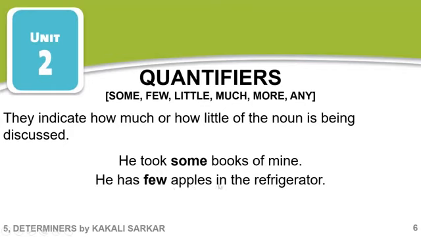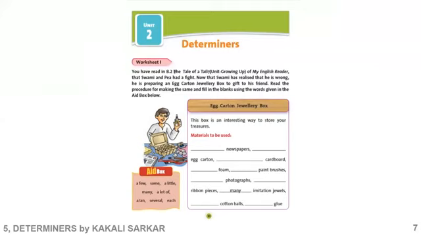So, children, for better understanding, now we will solve the exercises given in your textbook. This is Unit 2 Determiners, page number 10. Here, Swami is making an egg carton jewelry box to gift to his friend. The materials to be used are given here, and in the aid box are given the determiners to show the quantity of the materials to be used. Now, I am reading the materials.